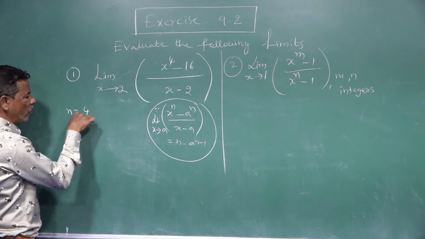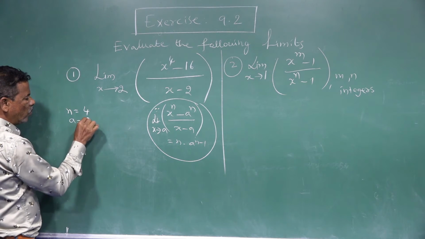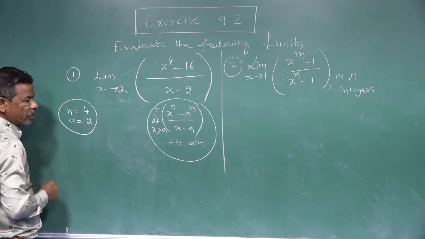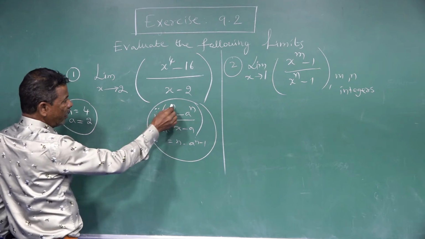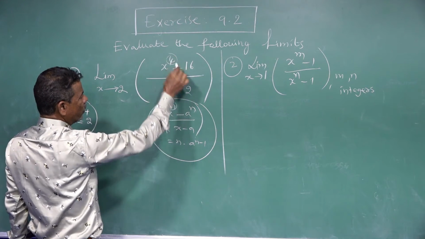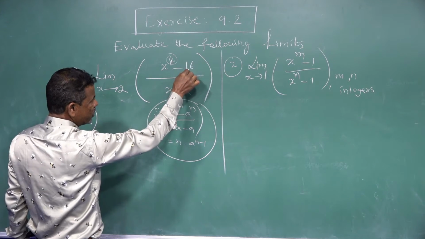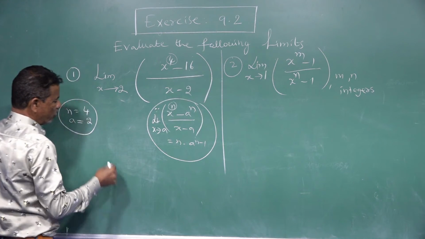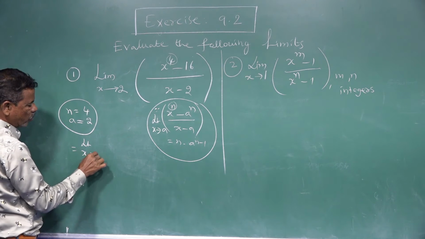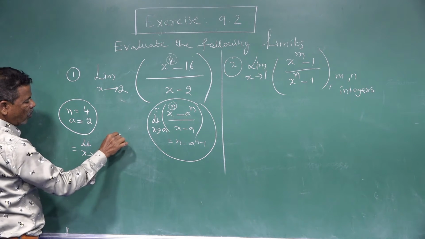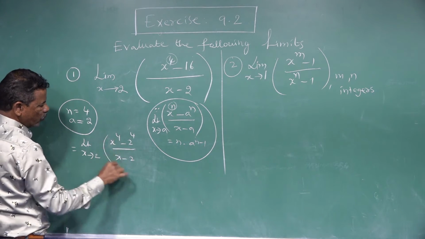Using this formula, n is equal to 4 here, so a is equal to 2. These are given in the problem. According to this, n is 4, and a also needs power 4. So this is 2 to the power of 4. This function is equal to limit x tends to 2, x to the power of 4 minus 2 to the power 4 by x minus 2.